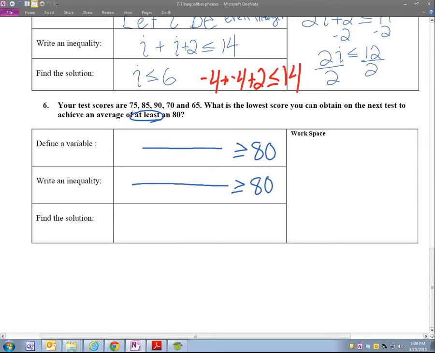So I'm going to let R, since Riley just helped me out with that. Let R be the needed score.